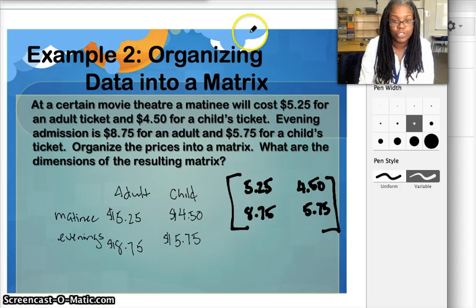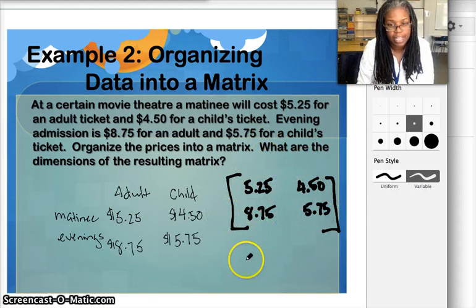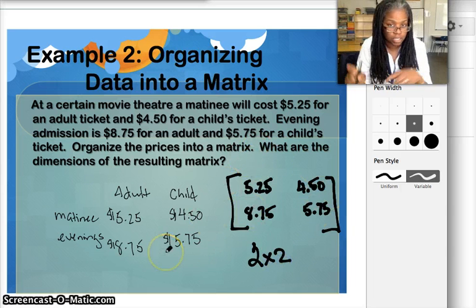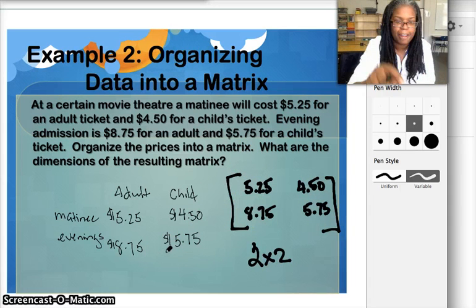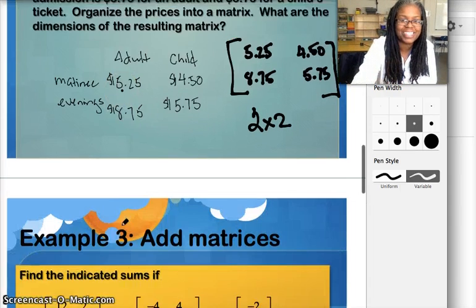So what I will do is finish the question: organize the prices into a matrix, did it, and what are the dimensions of the following matrix? 2 rows and 2 columns, so we get a 2 by 2, or a square matrix, because it's the same for both dimensions. Got it. All right, let's go ahead and look at the next example.